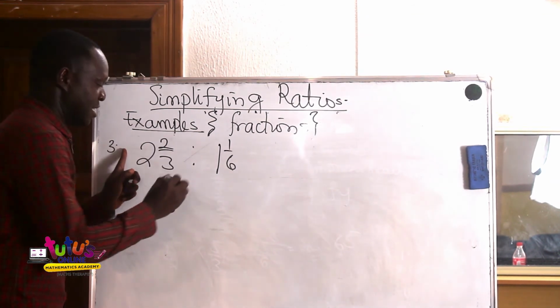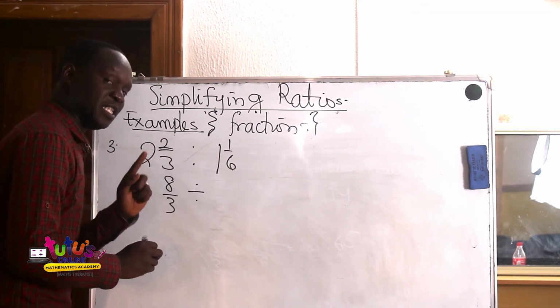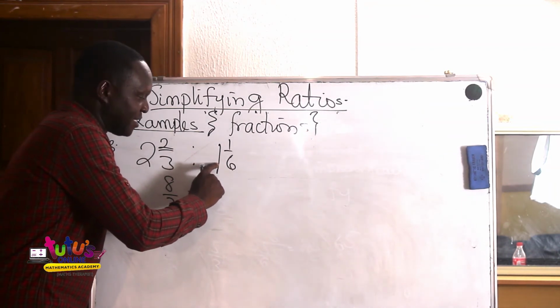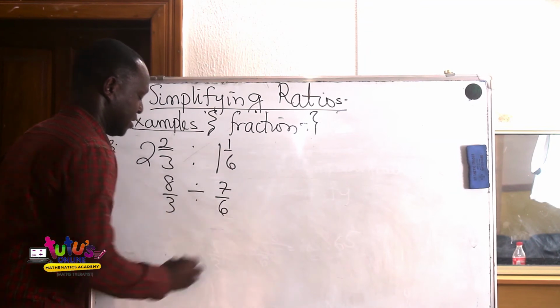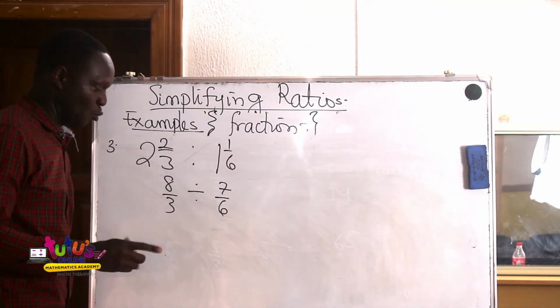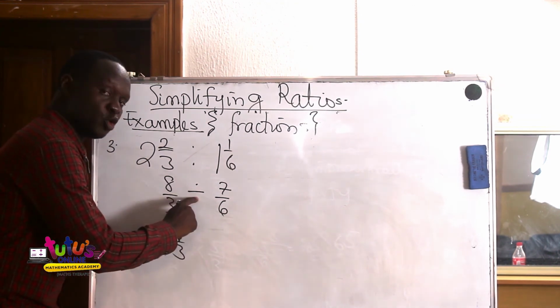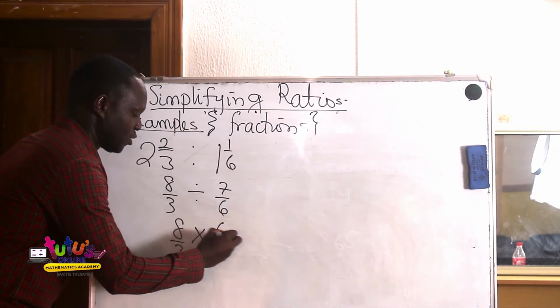We have converted this. The next one will now be divided. Remember, this symbol also means division. So 6 times 1 is 6. 6 plus 1 is 7. That's 7 over 6. What's the next thing? I'm sure somebody is working with me. This gives us 8 over 3. Convert this one to multiplication. This is times 6 over 7.